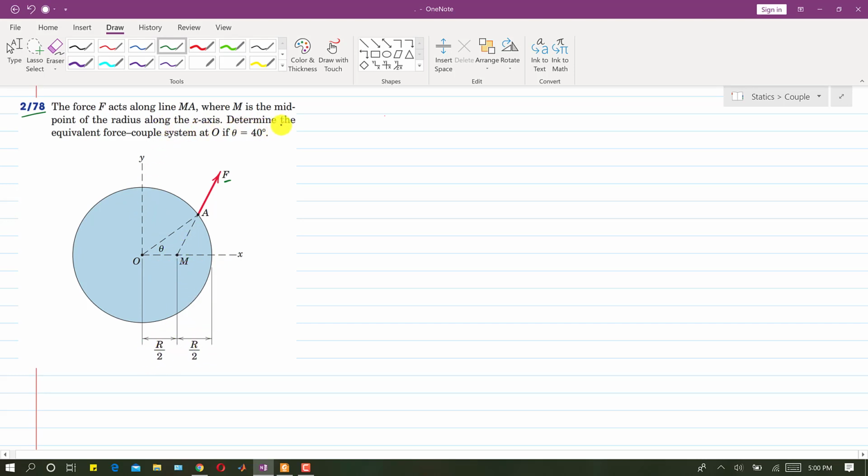So we need to determine the equivalent force couple system. We need to replace this force with a force couple system at this point O. If theta is 40 degrees, so theta is given. So theta is 40 degrees. This is that theta.